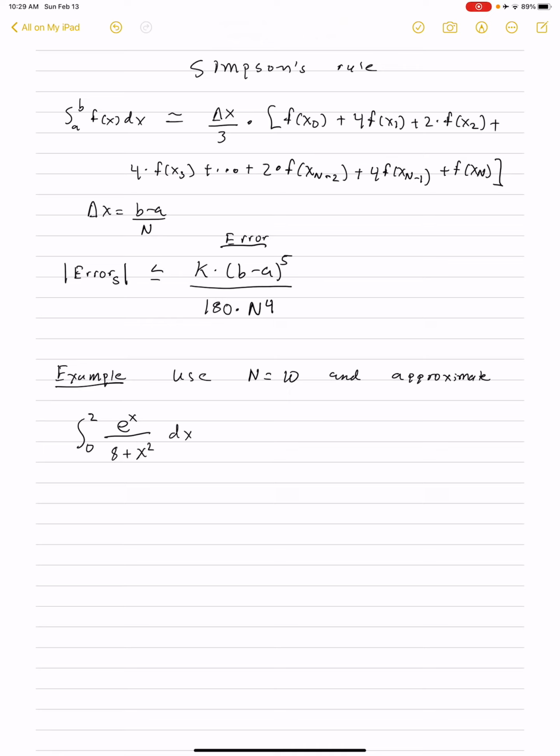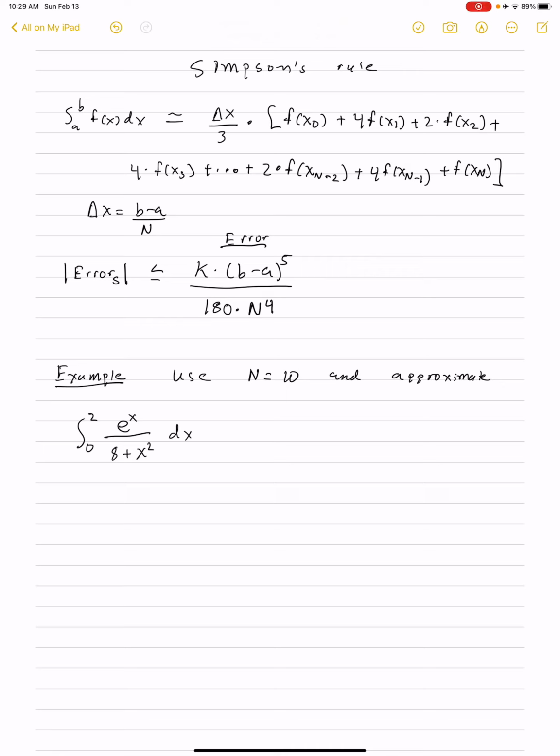Now, we evaluate the function at f of x1, but we multiply it by 4. Then the next time we multiply it by 2. Then the next time by 4. Then by 2. Then by 4. All the way until we get to f of xn. And it has to end in the pattern of 4, 2, 4, 1.